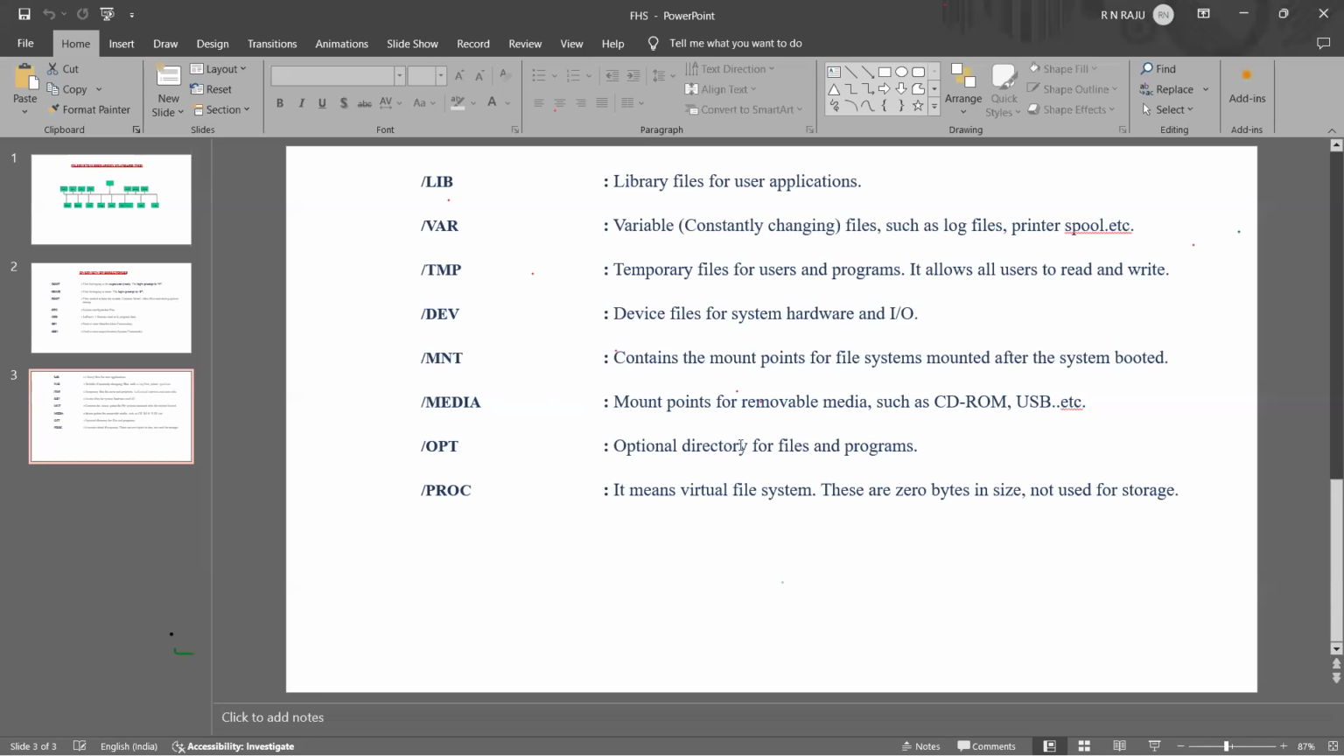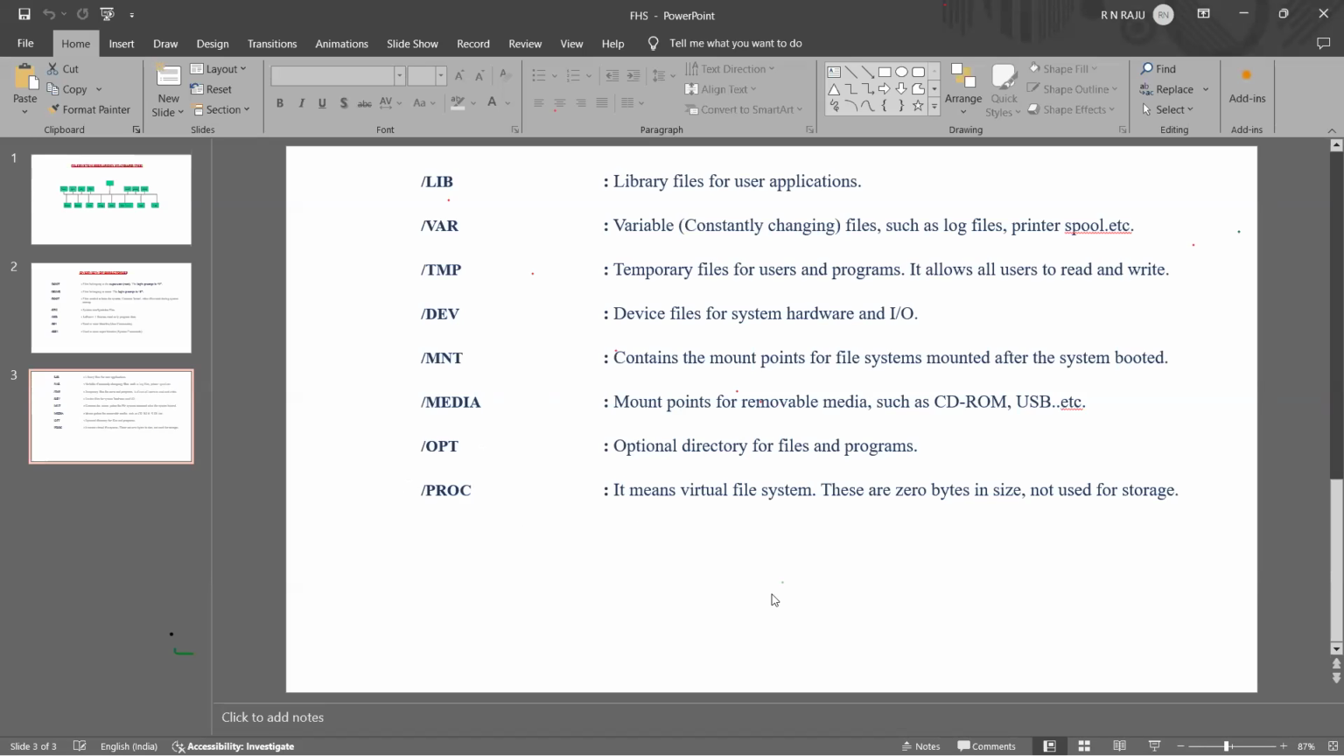And opt is an optional directory. By default, it is empty. You can keep anything in it. You can keep your third-party information like songs, movies, or any other things. By default, opt is an empty directory. It is an optional directory.